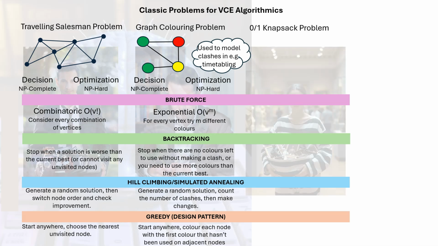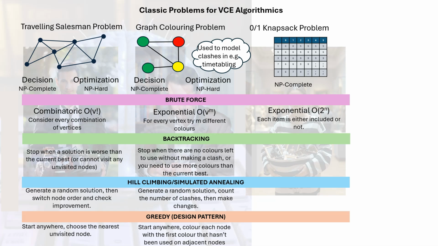The 0-1 knapsack problem has a different feel. We are choosing from a list of items, each with a particular weight and value, and each one can be included once. We have a knapsack with a particular capacity, and our aim is to maximize the value without going over the weight limit. It's NP complete. Again, it can be solved by brute force.